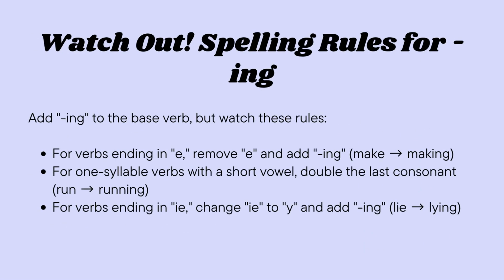To make the -ing form, follow these rules. If the verb ends with e, like make, drop the e and add -ing, so it becomes making. If the verb has one syllable and a short vowel, like run, double the last consonant and add -ing, making running. If the verb ends with ie, like lie, change ie to y and add -ing, so it becomes lying.